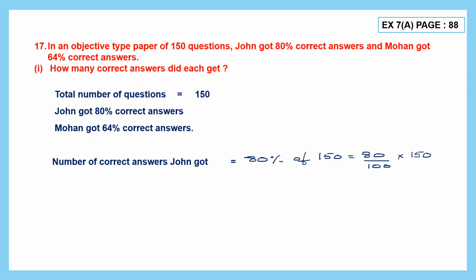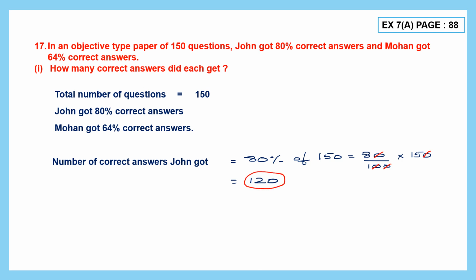So let's cancel. Here I can cancel this 0 and this 0. So now I just have to multiply 8 into 15. And how much is 8 into 15? That is 120. The number of correct answers John got is 120. He got 120 correct answers.